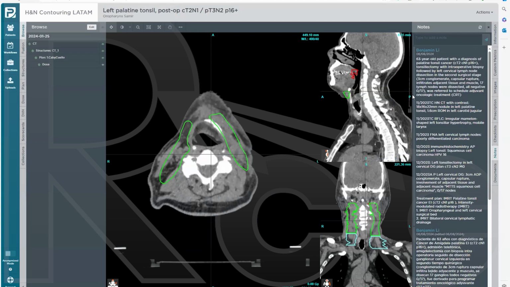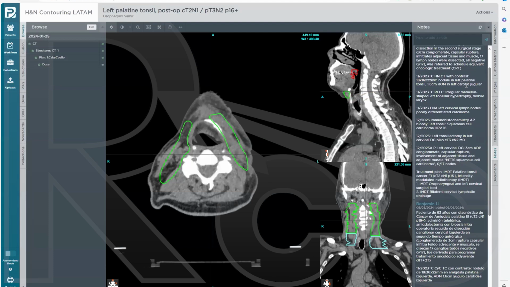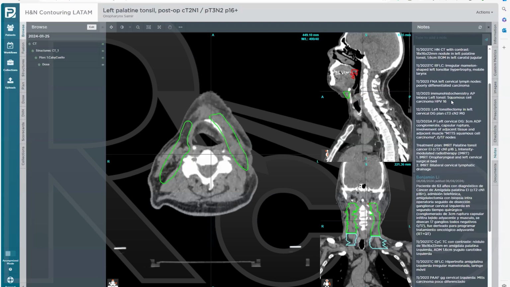Okay. So now we have a 63-year-old with a P16 positive palatine tonsil cancer that had an intraoperative biopsy by tonsillectomy and also has tumor that invades, let's see, a left cervical lymph node dissection with tumor rupture. Okay. And then has a repeat CT scan with residual disease being found. This patient has HPV-related disease. And you're planning an IMRT plan here to treat the palatine tonsil cancer to the oropharynx and left cervical surgical bed. Or option is drawing bilateral disease.